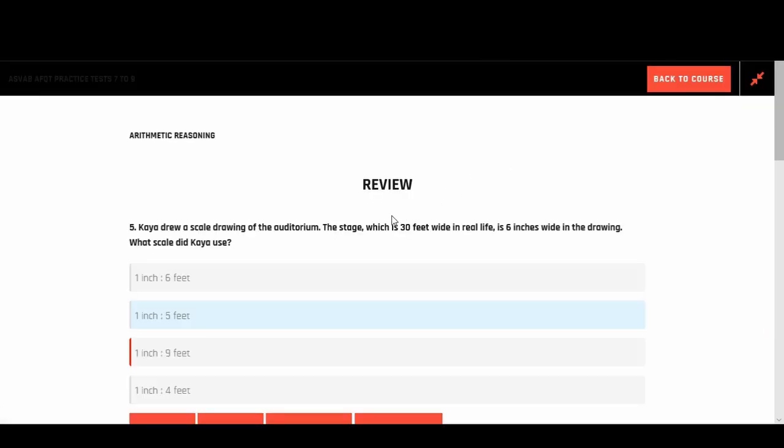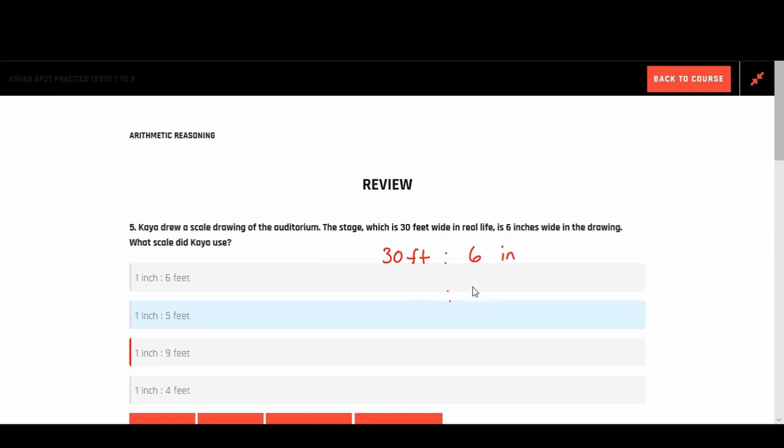Okay, number 5 says, Kea drew a scale drawing of an auditorium. The stage, which is 30 feet wide in real life, is 6 inches wide in the drawing. What scale did Kea use? So we're told she used this. The stage is 30 feet wide, and in her drawing, that corresponds to 6 inches.